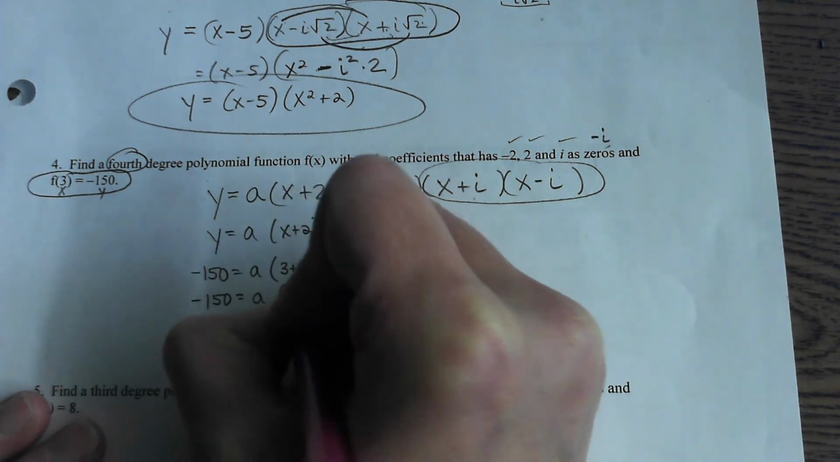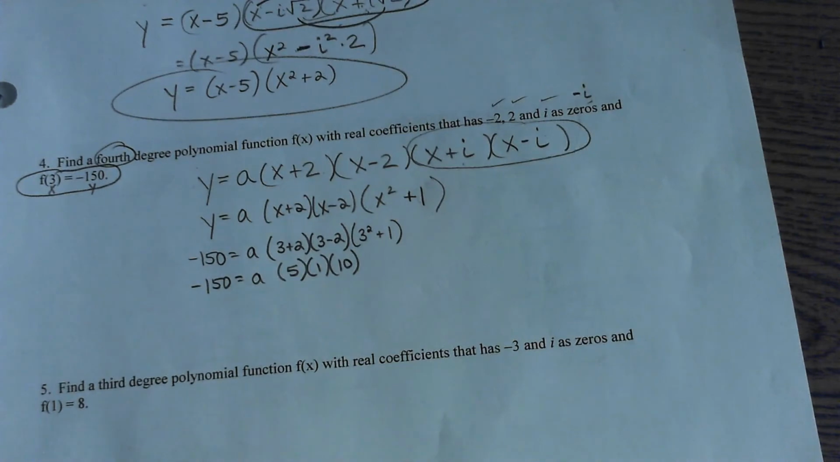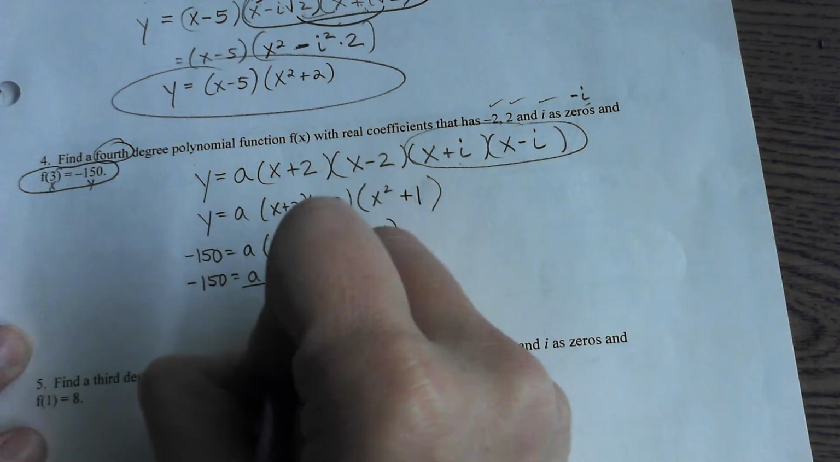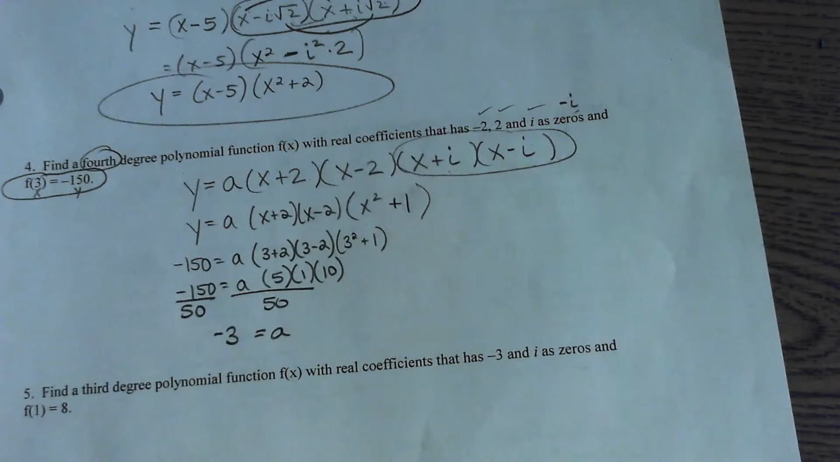And that's going to be 5 times 1 times 10, which is 50, right? 50a. So if I'm solving for a, I'm just going to divide both sides by 50. And a is negative 3.